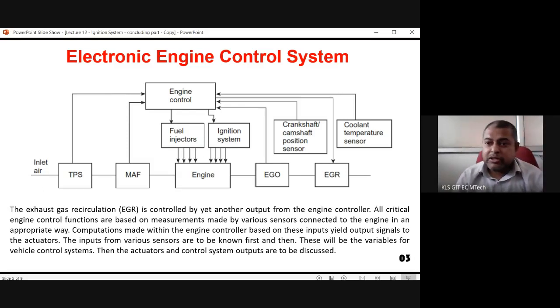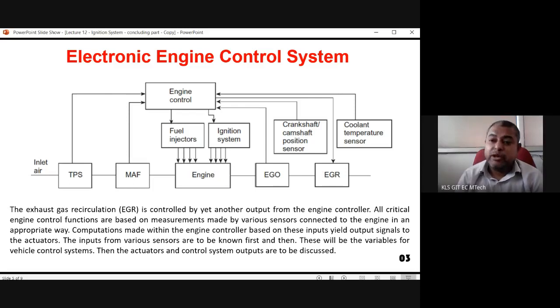So 10 blocks: 5 measured input signals to the engine control, and 3 output signals to the actuators. So 8 signals and 10 blocks you have to explain in detail, which are not there in the book of Ribbons, which are not there in any book. But if you are asked about the electronic engine control system, this will be the flow of your writing.